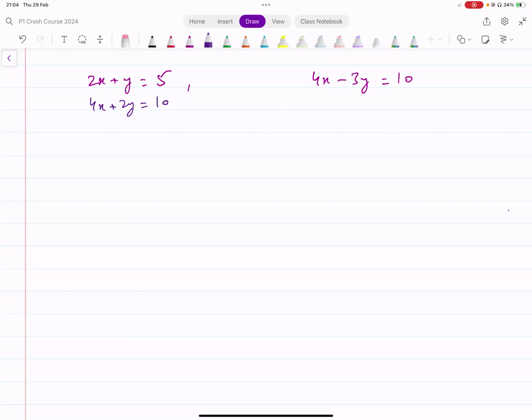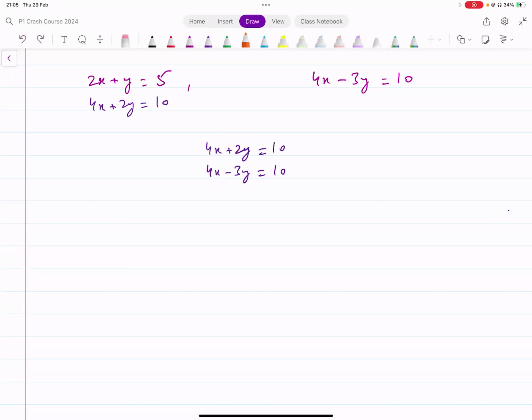And now we just write these equations like this: 4x plus 2y equals 10, and 4x minus 3y equals 10 as well. Now we do elimination. Elimination means you want to get rid of one of these variables. You want to eliminate one of these variables. You either want to eliminate x or y.